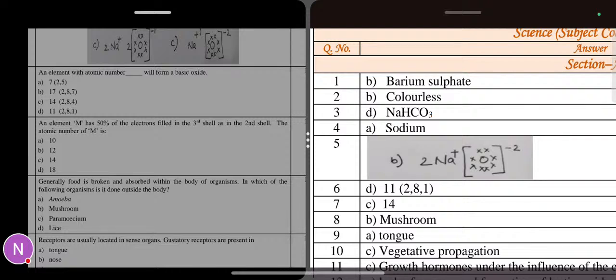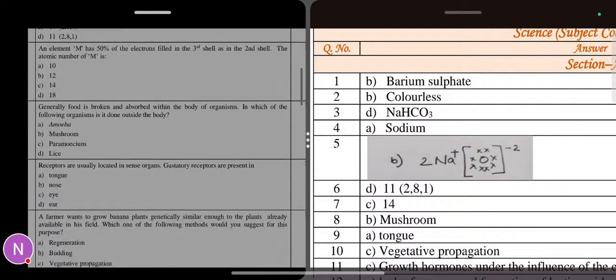Next, generally food is broken down and absorbed within the body of organisms. In which of the following organisms is food digested outside the body? Option A amoeba, option B mushroom, option C paramecium, option D lice. So the correct answer is option B mushroom.